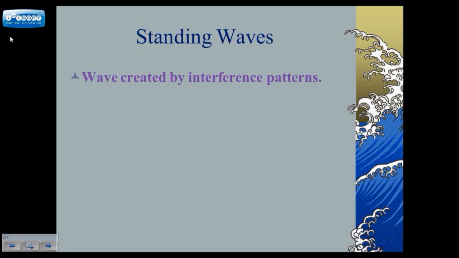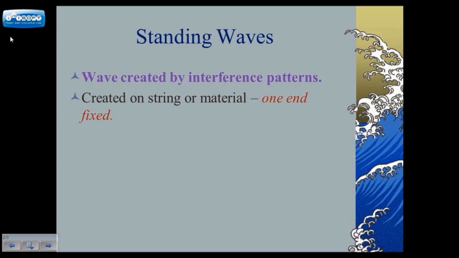Standing waves are waves created by interference patterns. So the standing wave definition is a wave created by interference patterns. In a previous video, we talked about interference in terms of constructive and destructive. So we're going to see where there are areas of constructive interference and areas of destructive interference.